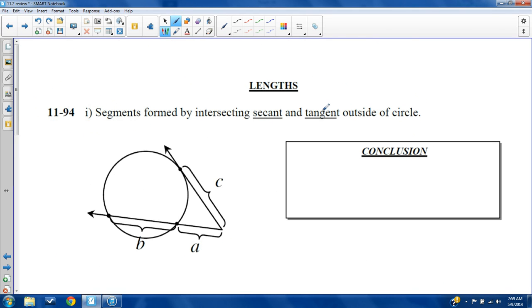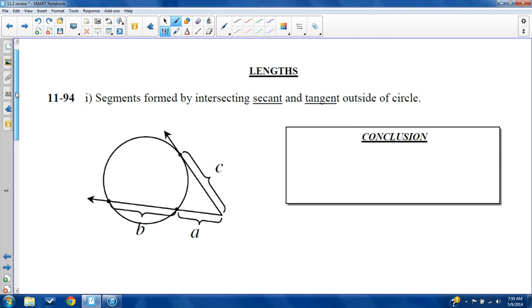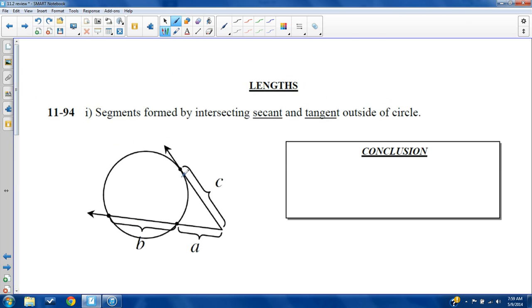Lengths. Secants and tangents. We haven't talked about lengths too much except for this one over here. Tangent lines form congruent segments right here. And we did that using triangles. We have to do the same thing here again, figuring out what all this stuff means. How do you solve for B and C and A and such using things?